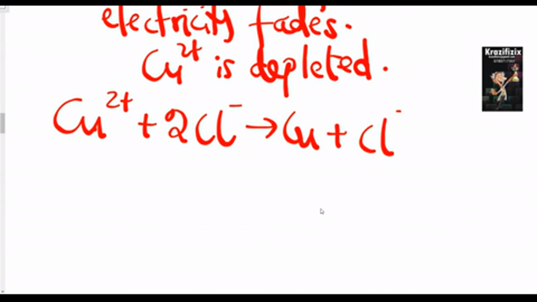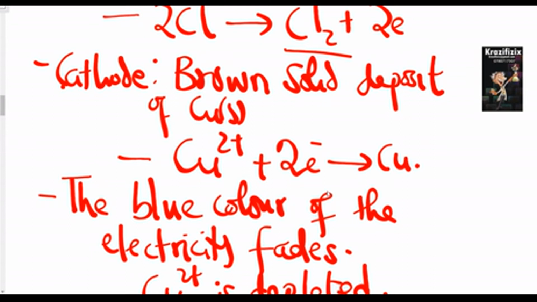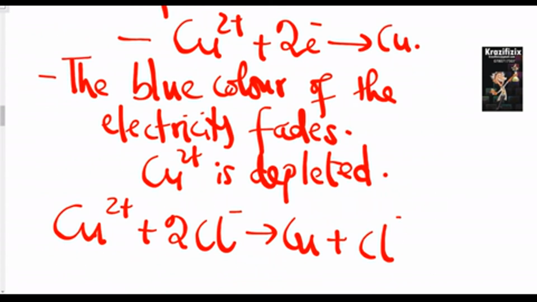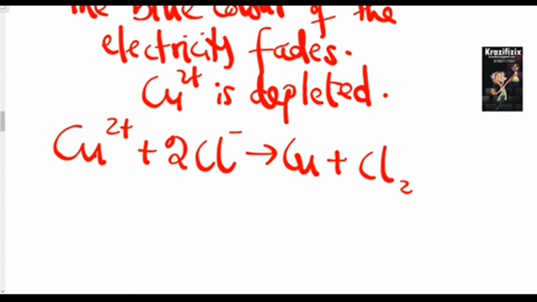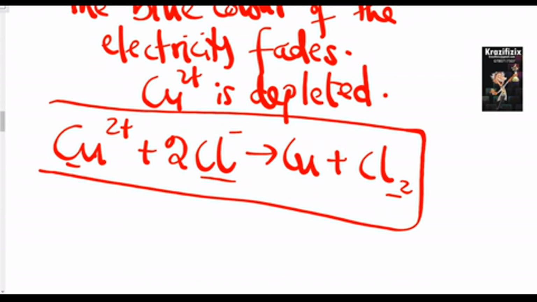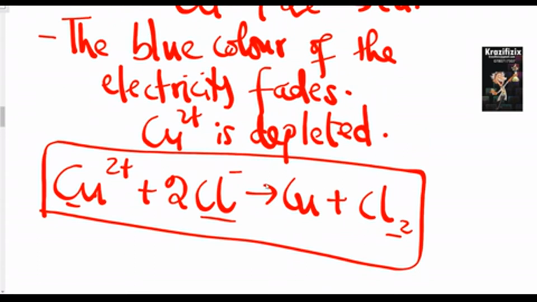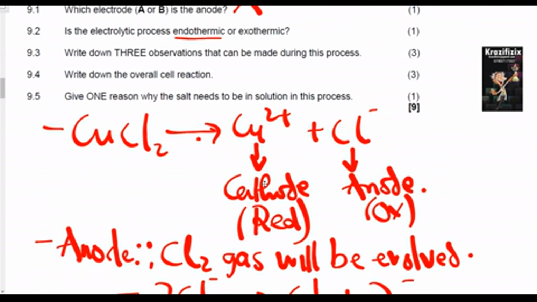No, let's go back and just make sure we write the correct thing. All right, Cl2 gas is produced here. So that's it. Balanced, because it's 2 chlorine there, 2 there, copper there, and copper there. So we balance. That's our overall cell reaction. This is just your redox, oxidation and reduction, half-cell reactions put together.